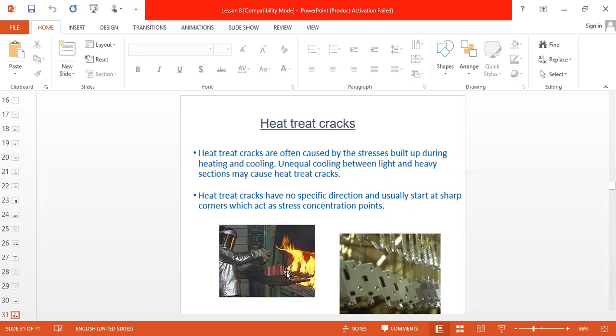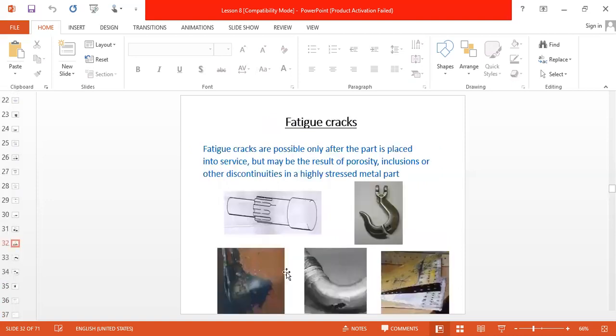Quenching is a process where we are heating the material above recrystallization temperature, and suddenly we are cooling it in water, and that's why the material will change to martensite. It will be harder, and there is more stress inside, because we are suddenly cooling. Heating and suddenly cooling means there is more stress. That's why we sometimes get cracks after the quenching process. So this is also a heat treatment crack.